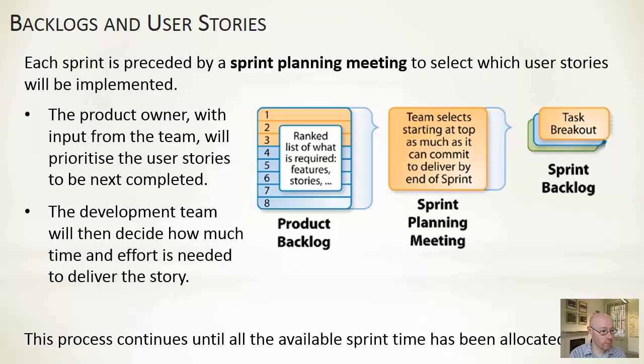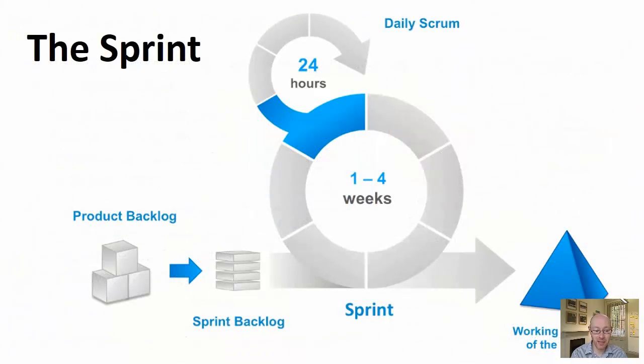Once we've got our sprint backlog and the sprint planning meeting is done, then we're ready to start the sprint proper, to take the 1 to 4 weeks from that. And remember, at the end, we're aiming to have a potentially shippable increment, something that works, that's been run, that's been well tested, that we could give to the users and say, it's done and dusted.